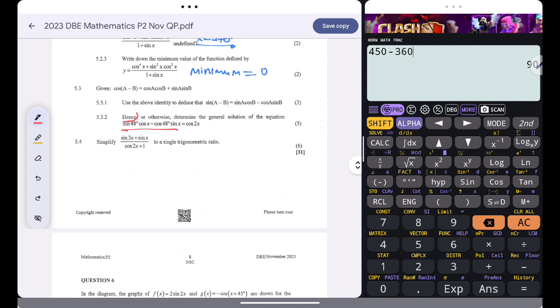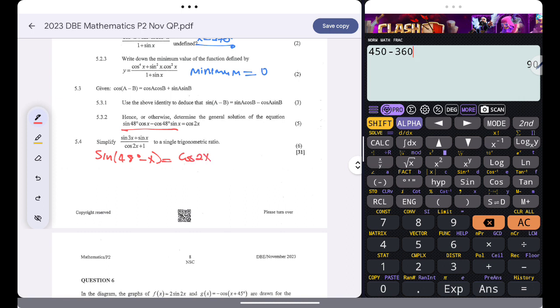Whenever you come across this word in maths, they mean use what you just got previously or what you've just proven previously. I have sine of the first angle multiplied by cos of the second angle minus cos of the first angle multiplied by sine of the second angle. So this thing is just sine of 48 degrees minus x is equal to cos 2x.